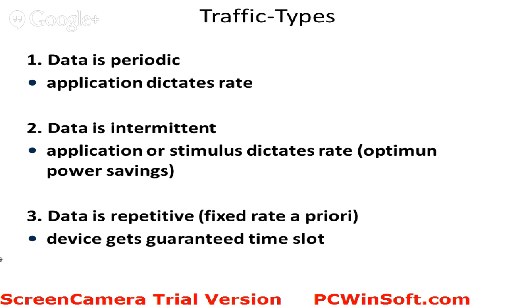So there is one GTS mechanism here in ZigBee communication, which ensures that a particular node gets a guaranteed time slot for communicating, because ZigBee works on the concept of CSMA-CA, carrier sense multiple access with collision avoidance. So when the data rate is fixed a priori, then in this case a guaranteed time slot mechanism is implemented.